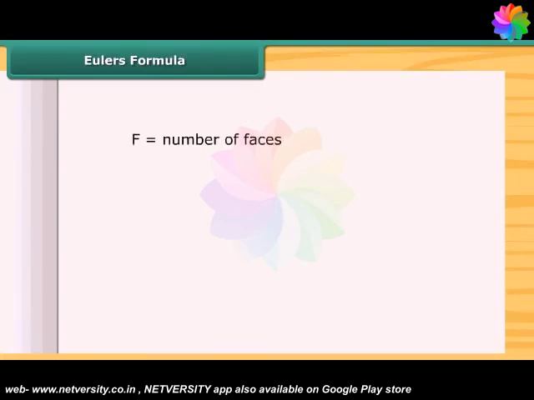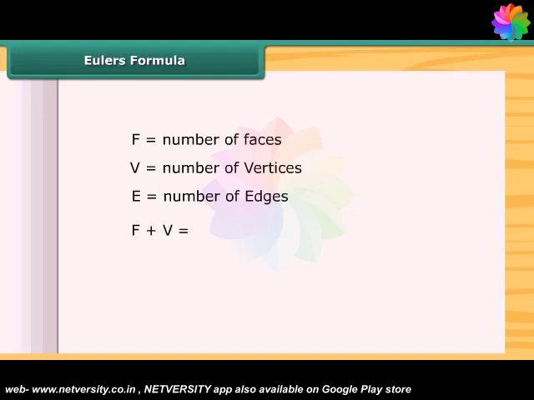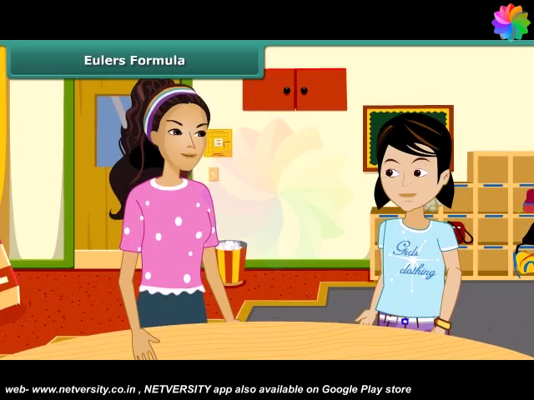If F stands for number of faces, V stands for number of vertices, and E stands for number of edges, then Euler's formula is F plus V is equal to E plus 2. That is, F plus V minus E is equal to 2. This formula is true for any polyhedron. If the number of vertices and the number of edges of a polyhedron are given, then we can find the number of faces of that polyhedron using Euler's formula.